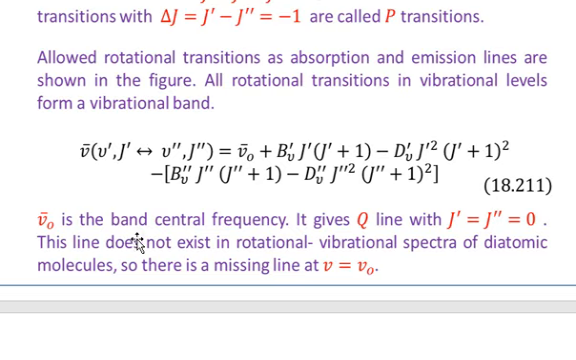So nu naught bar is the band central frequency. It gives a Q line with J single prime equal to J double prime equal to 0. That is, delta J is equal to 0. This line does not exist in the rotational vibrational spectra of diatomic molecules. That is, the Q lines would not exist in the rotational vibrational spectra of the diatomic molecules. So there it is missing. The missing line should be over here. Nu is equal to nu naught. So there is no line over here.